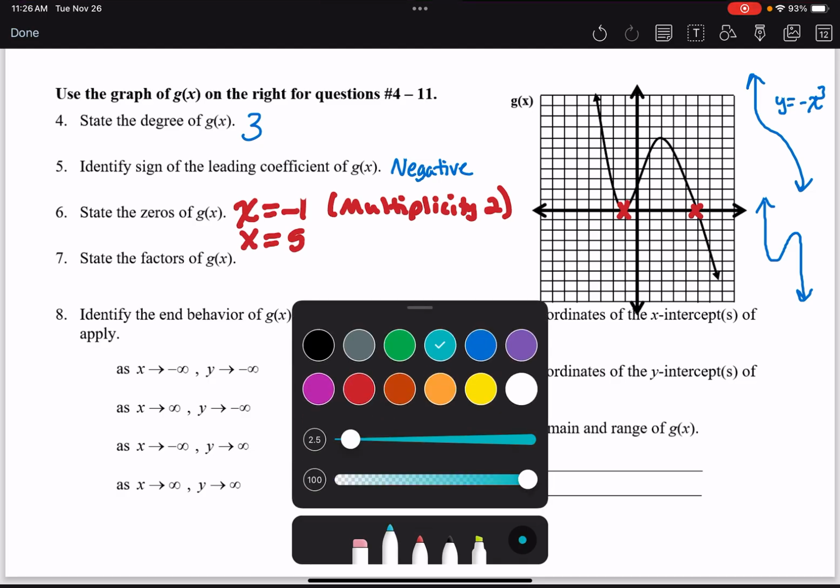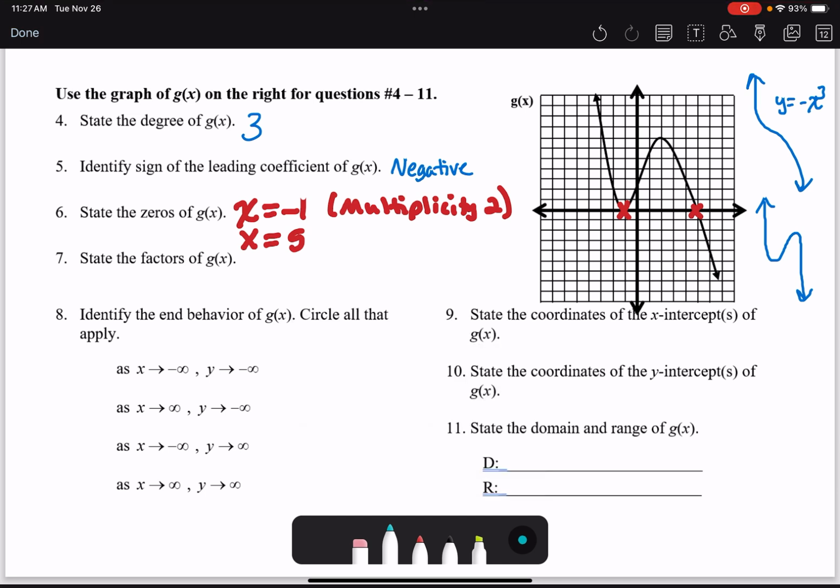Then we have our factors. Once we have our zeros, we should be able to find our factors. So if x equals negative 1 is a zero, that means x plus 1 has to be one of my factors. It had a multiplicity of 2, which means that factor is squared. Then if I have x is equal to 5 as one of my zeros, then x minus 5 has to be one of my factors. So here are my factors, and I don't have to write it in factored form. They ended up being in factored form.